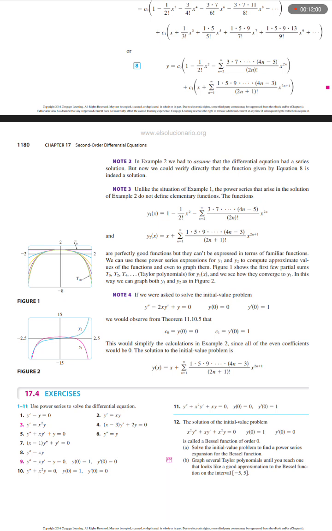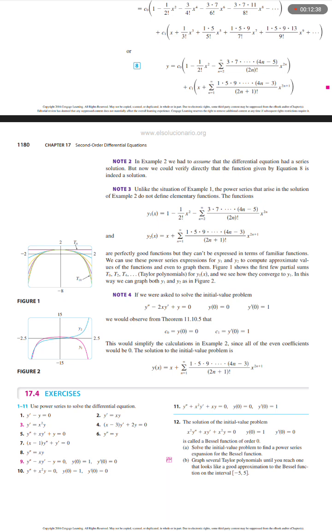We can use these power series expressions for y_1 and y_2 to compute approximate values of the functions and even to graph them. Figure 1 shows the first few partial sums, the Taylor polynomials T_0, T_2, T_4 for y_1 of x, and we see how they converge to y_1. In this way, we can graph both y_1 and y_2 as in figure 2.